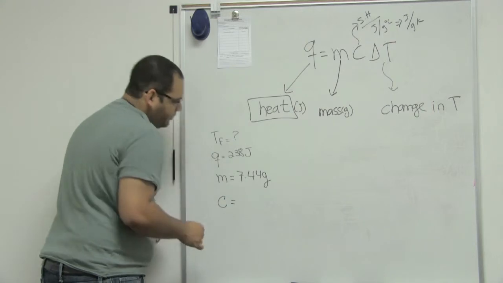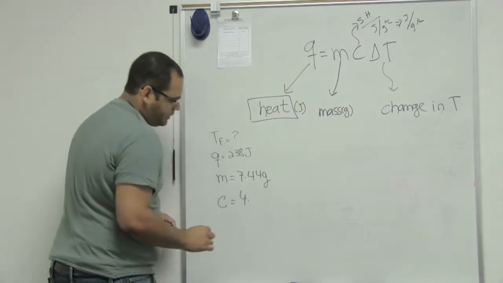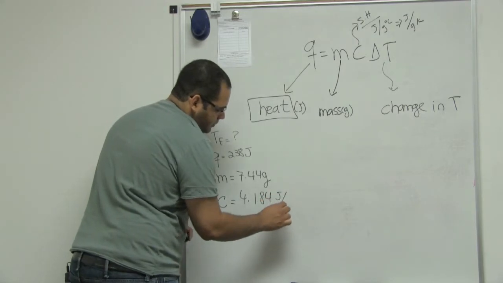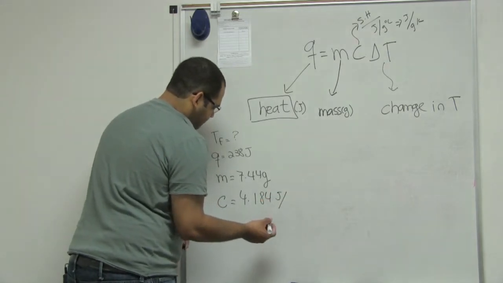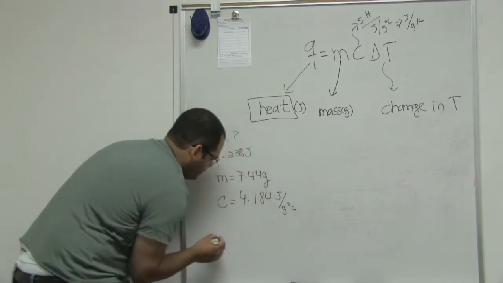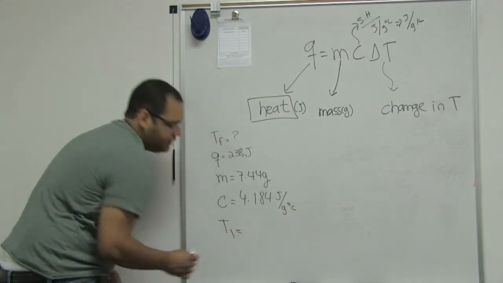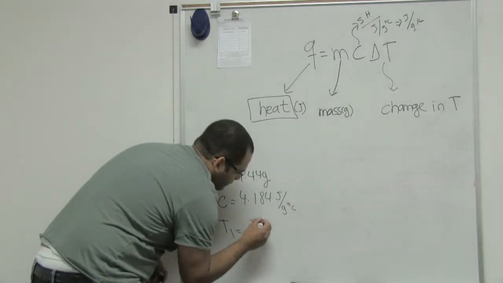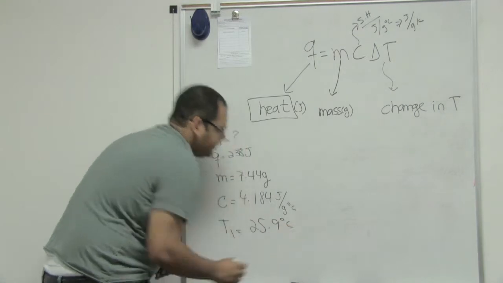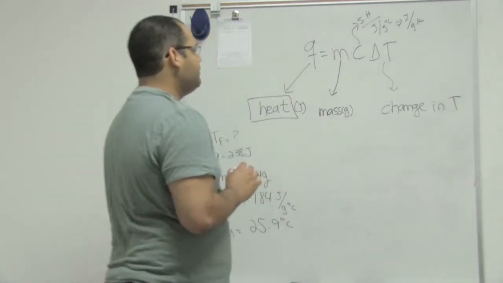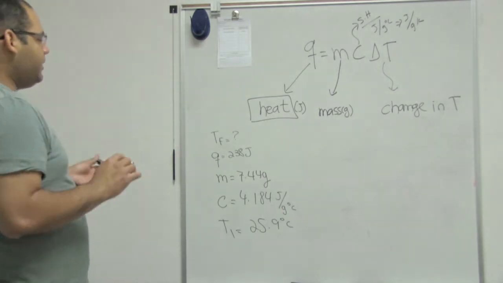We know that specific heat for water is 4.184 joules per gram Celsius, and the initial temperature here is 25.9 Celsius. Okay, so we use our formula, Q equals mc delta T. So we have Q, we have m, we have c.